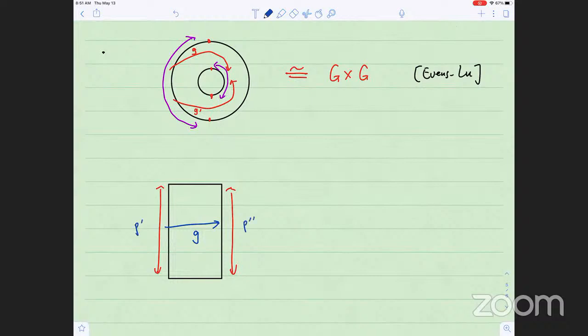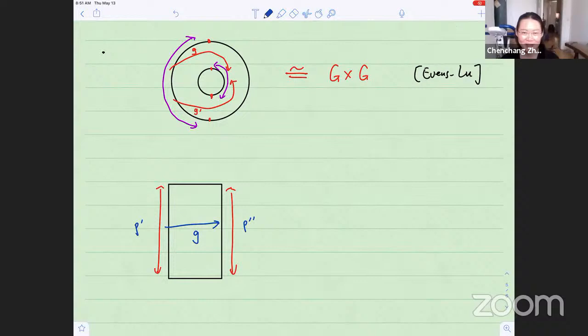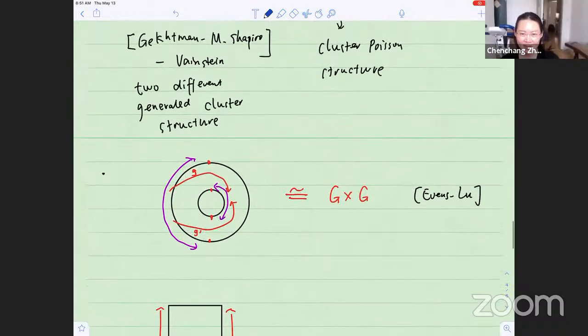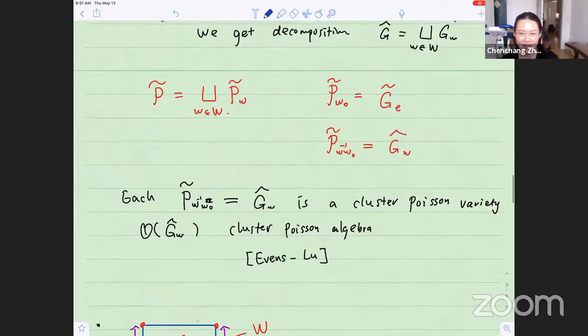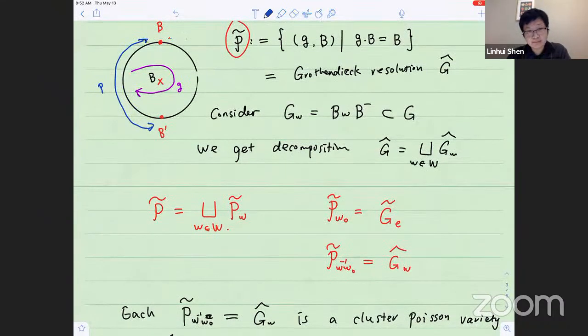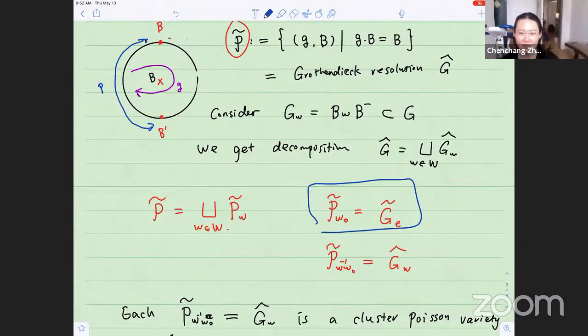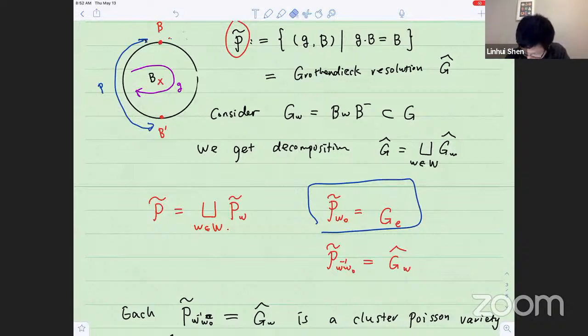Chin Chang, you had a question? Yeah, I think in the chat there is a question: when you go up in your notes, at some point you wrote G tilde E and G hat W. Right, so the tilde and hat, is it the same notation, or do they have different meanings? They are the same. Yeah, thank you.